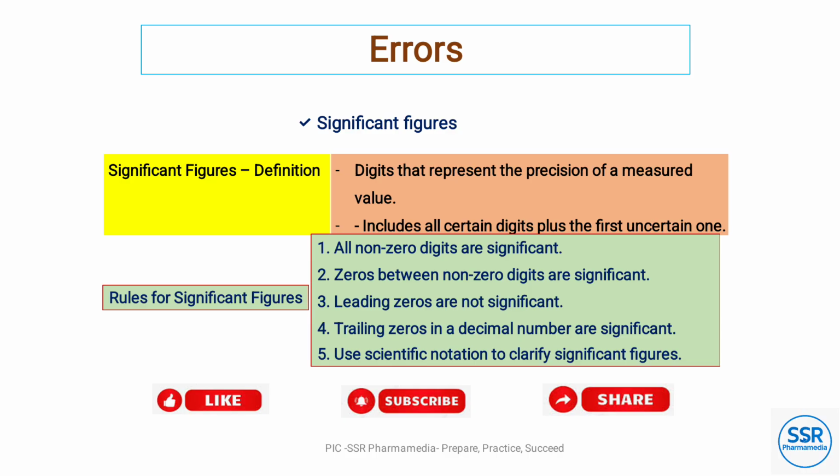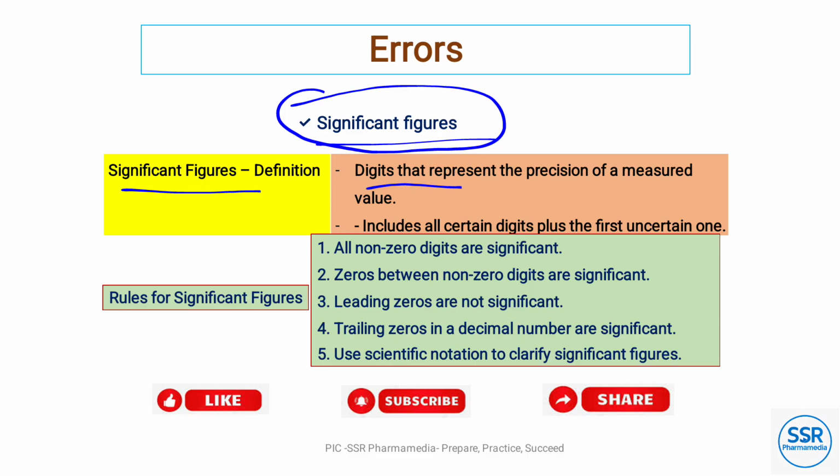So next is error. Error, significant figures now we are going to discuss. In that, we are going to discuss significant figures. So what is meant by significant figures? It's a definition: digits that represent the precision of a measured value. So it is called significant figure. It includes all certain digits plus the first uncertain one.